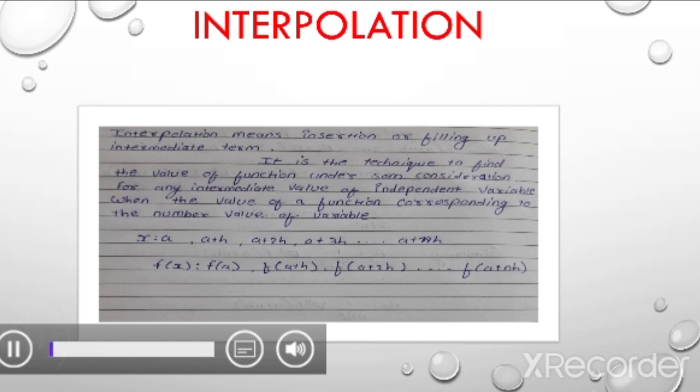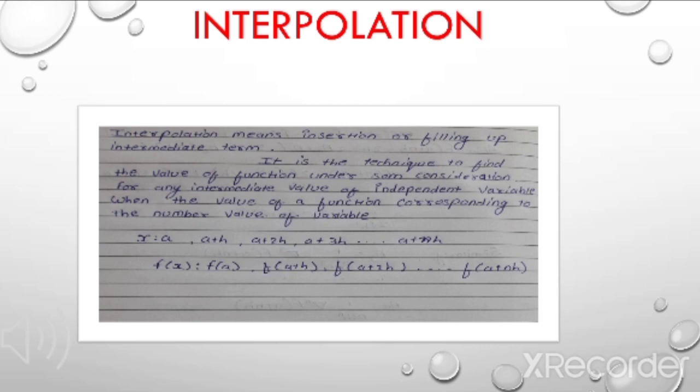First of all, we will see the definition of interpolation. What is the meaning of inter? Inter means intermediate. Polation means the located value. Interpolation means insertion or filling of intermediate terms. Actually, it is the technique to find the value of a function under some consideration, for any intermediate value of the independent variable, when the value of the function corresponding to the given values of the variable is known.